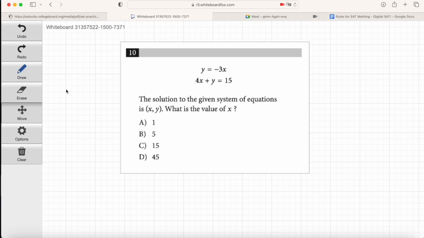What are we solving for here, Tanner? X. Yeah, we're solving for x. We got a little system of equations here. Have you solved systems of equations before, Tanner? Are you familiar with that process of solving for systems of equations? Or not so much? Give me one second. Writing it out.